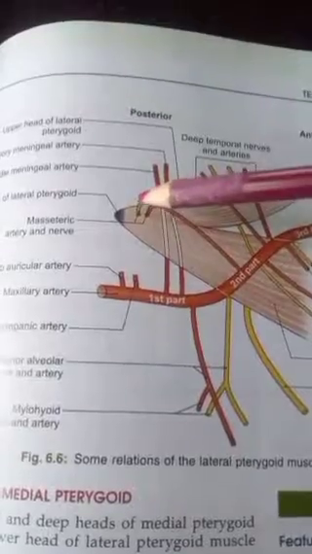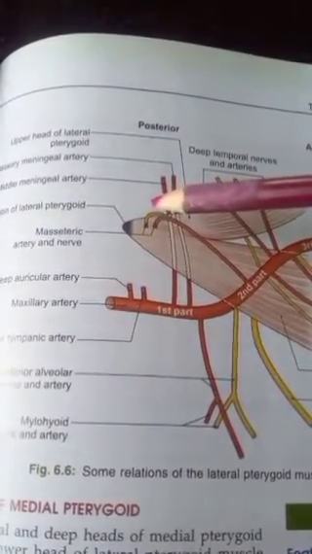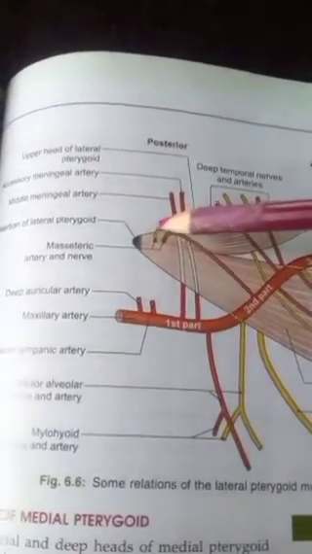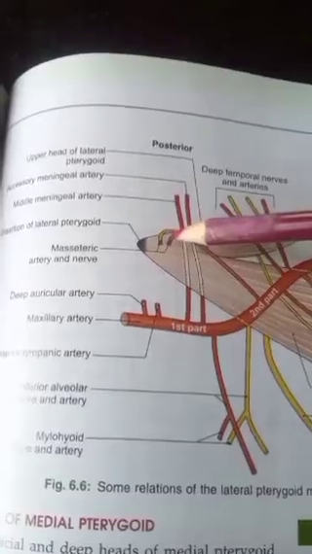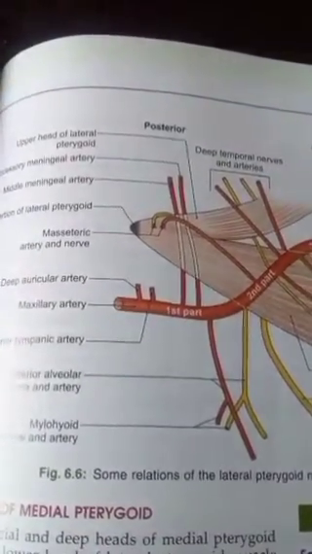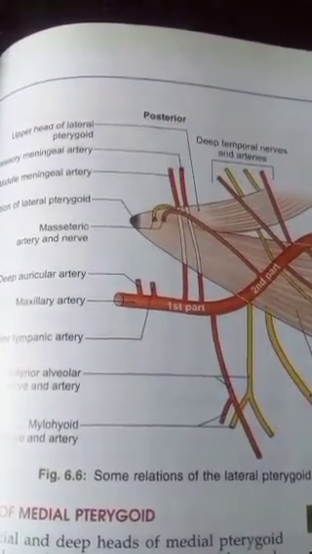The masseteric branches emerge through the upper border of the lateral pterygoid muscle. They pass through the mandibular notch along with the masseteric vessels and supply the masseter muscle from its deep surface. Apart from masseter, it also supplies the temporomandibular joint.